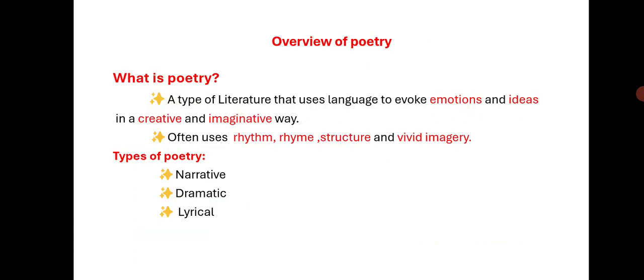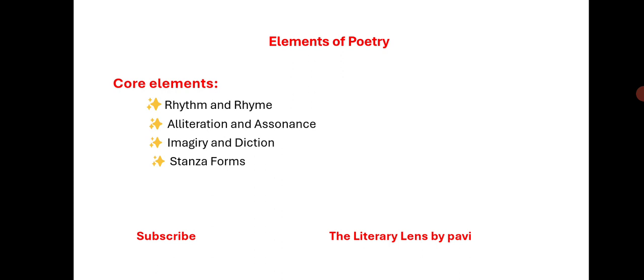What is poetry? A type of literature that uses language to evoke emotions and ideas in a creative and imaginative way. It often uses rhythm, rhyme, structure, and vivid imagery. The types of poetry: narrative, dramatic, and lyrical. Elements of poetry. The core elements make a poem more powerful.